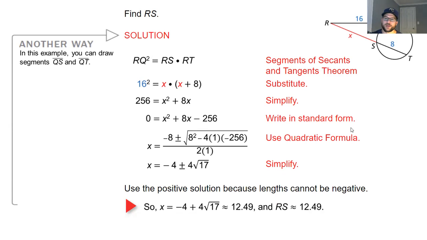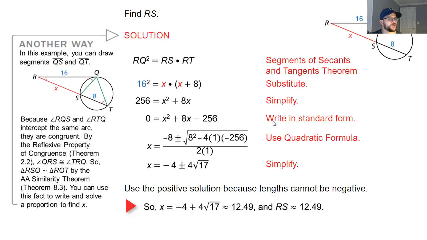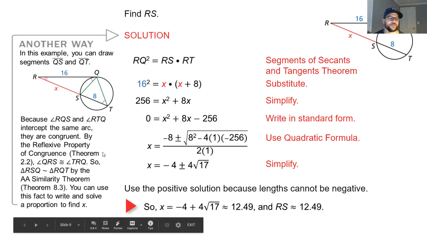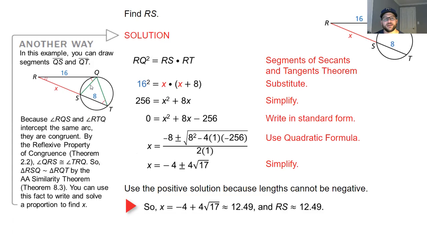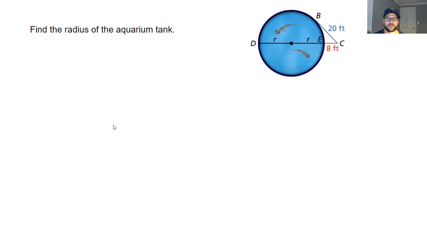So in this example, you can draw different segments of QS and QT to connect them to create a triangle. And you have your reflexive property of congruence, where your angle of QRS is going to be congruent to TRQ because of angle-angle similarity. And you could also write that as a proportion of x, 16 and 8 over whatever your SQ length is to get your x. It would just be a different way if you don't like the quadratic formula.